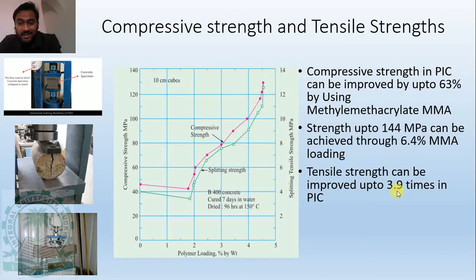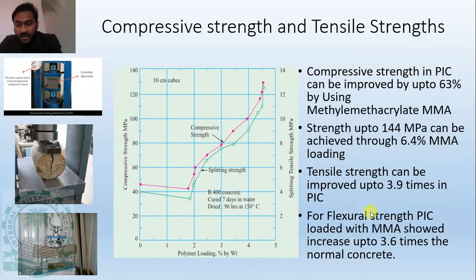The tensile strength can also be improved up to 3.9 times in PIC. For flexural strength, last one, it showed an increase up to 3.6 times the normal concrete. Generally concrete is very weak in flexure, but using polymer, for example MMA, this can be increased up to 3.6 times.